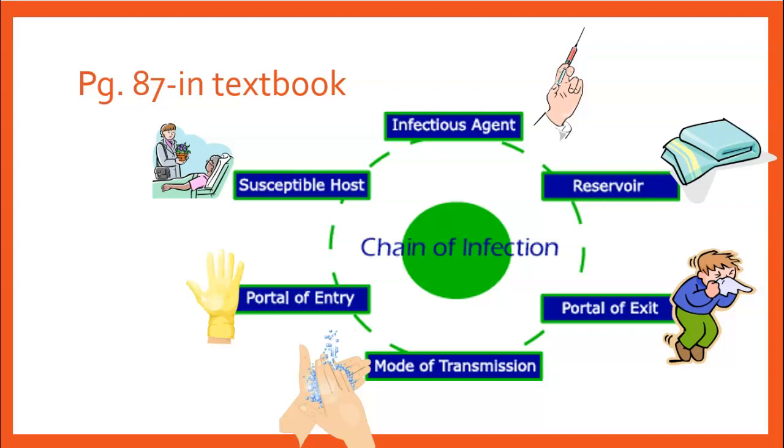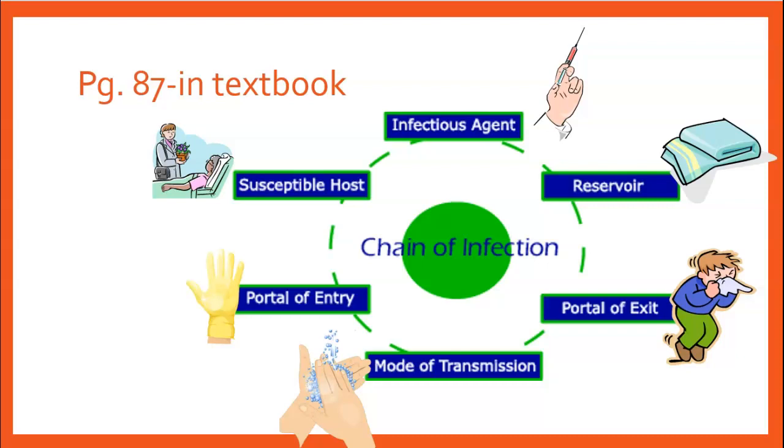Mode of transmission is how the pathogen travels. Does it travel through contact, which is direct or indirect? Does it travel through droplet, which is less than 6 feet or about 6 feet? Laughing, talking, coughing, sneezing, that kind of thing. Or is it through airborne, where it hangs in the air?